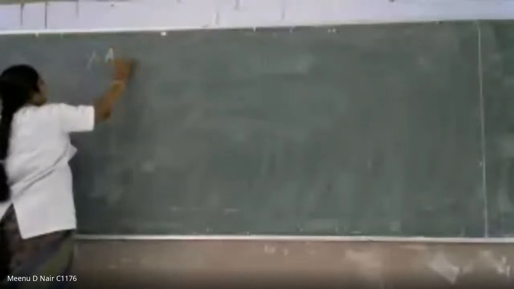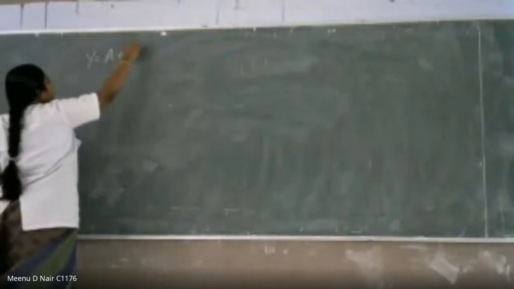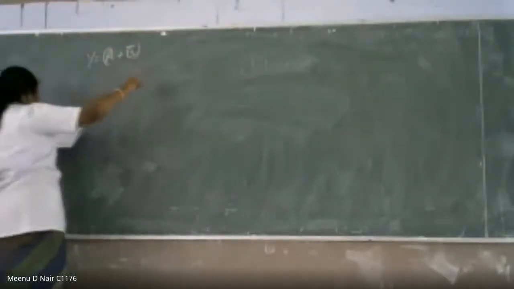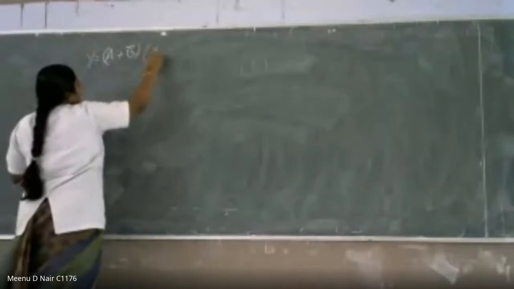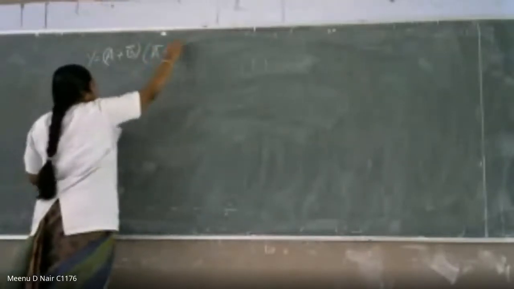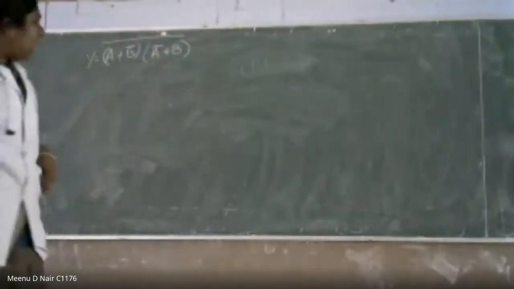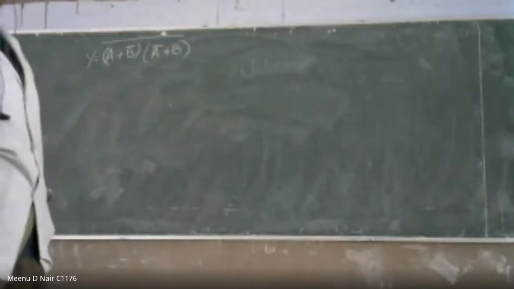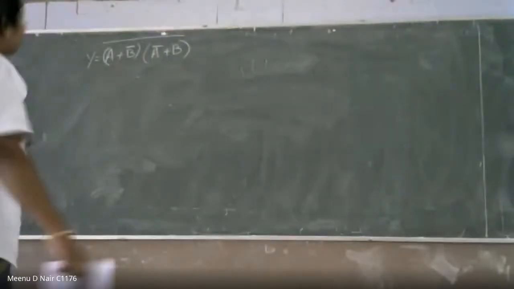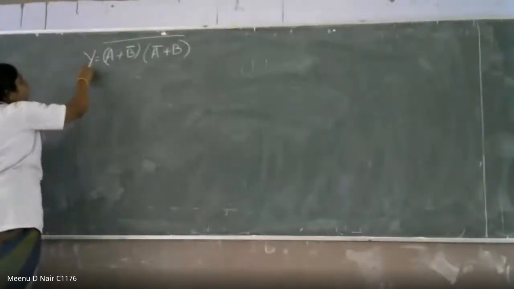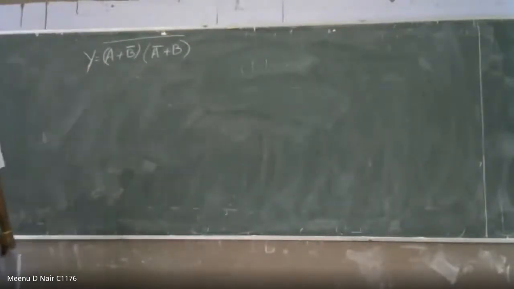So next question, simplify the expression Y is equal to (A plus B bar) into (A bar plus B) whole bar. This is your question. Y is equal to A plus B bar into A bar plus B whole bar.